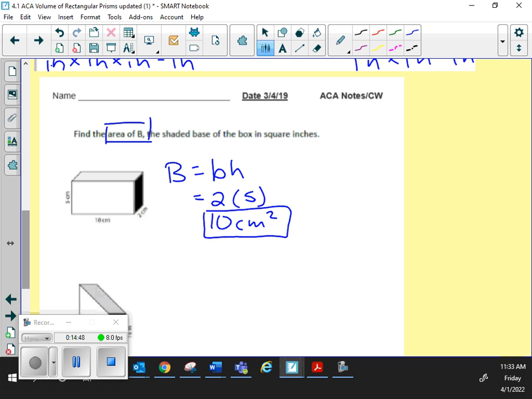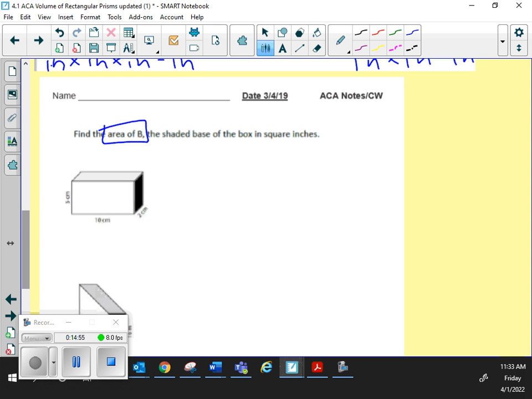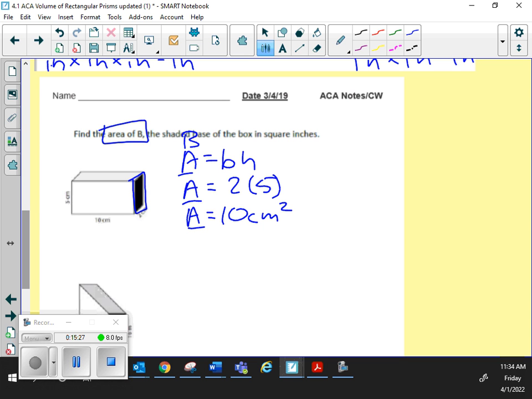Let's take this back. Again, I'm finding the area of the big B, which is this shaded rectangle. How do I find the area of a rectangle? A equals BH. Substitute in: 2 times 5 gives 10 centimeters squared. It's the exact same thing, except that instead of A, we have the capital letter B. It's an adjustment, but just go with it.